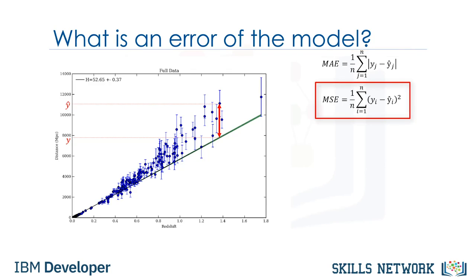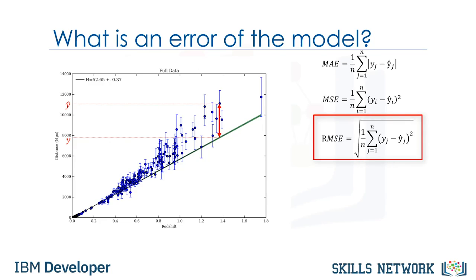Mean squared error is the mean of the squared error. It's more popular than mean absolute error because the focus is geared more towards large errors. This is due to the squared term exponentially increasing larger errors in comparison to smaller ones.